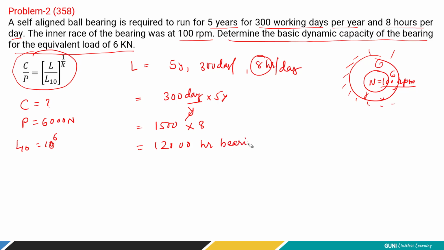Okay, the bearing has to rotate. Now how much is the revolution? How much is the RPM? It is 100 RPM. So we have to multiply hours into minutes and multiply by 100. So these are the revolutions a bearing is going to rotate in 5 years, right? It's a huge number, so I can put it in a simple way: 72 x 10^6 revolutions it is going to complete in 5 years.